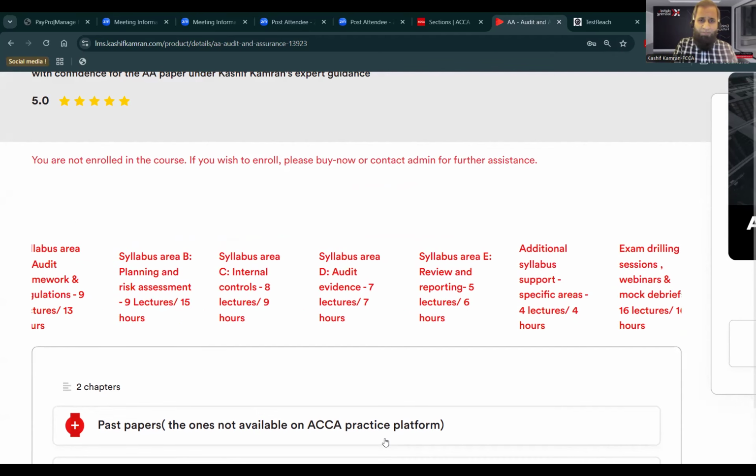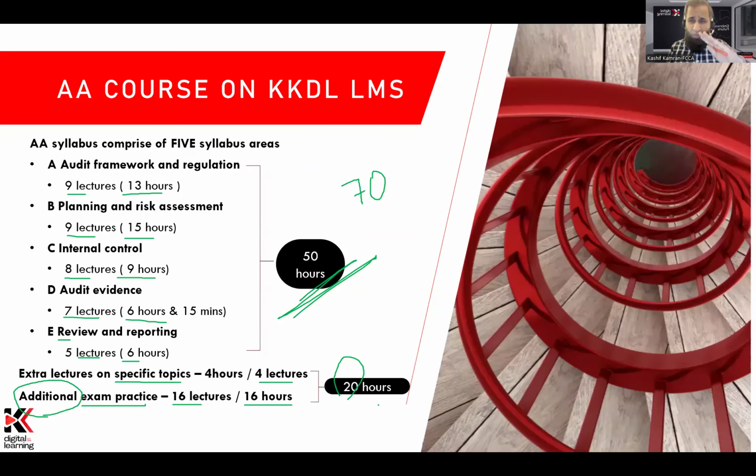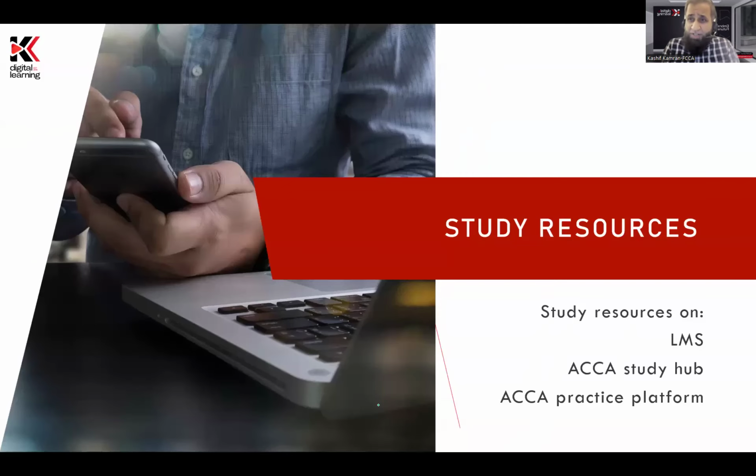So we have a total of 70 hours, and I've shown you a glimpse of the LMS. I've shown you a glimpse of my tutor support files, my notes, my resources, everything, right? So that's the complete course. Now, the study resources. I've already shown you the study resource for syllabus area A, B, C, D, E, which is available on LMS. I've shown you the study resources separately at the end of the LMS, which is about the past papers, the old one, and the examiner reports.